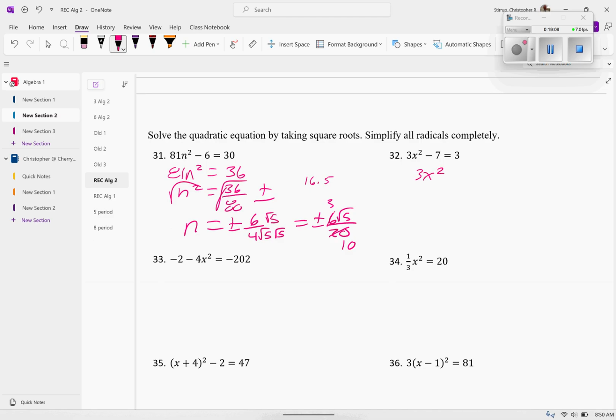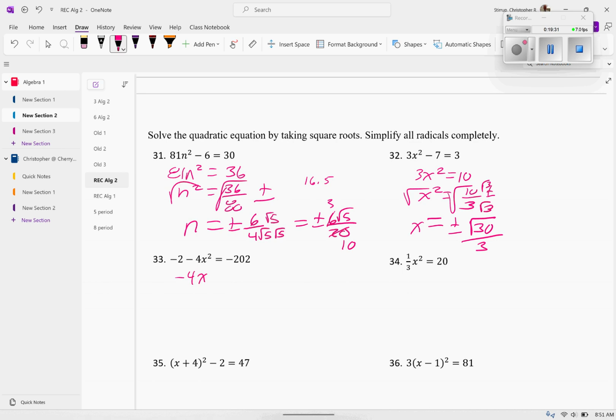This one we're going to go ahead and add 7 to both sides. Divide both sides by 3. Root. Don't forget the plus minus. So we're going to multiply top and bottom by root 30. And so it's going to give me root 30 on top over root 9, which is 3. And we're done.